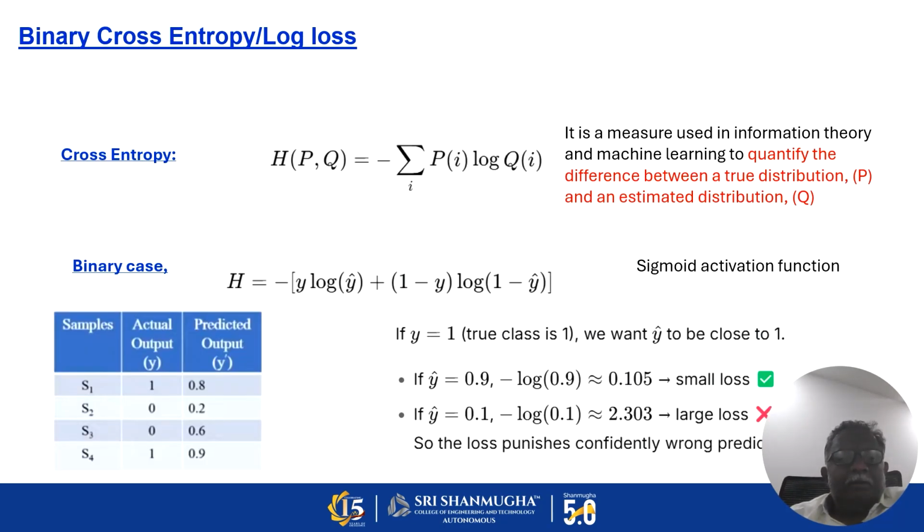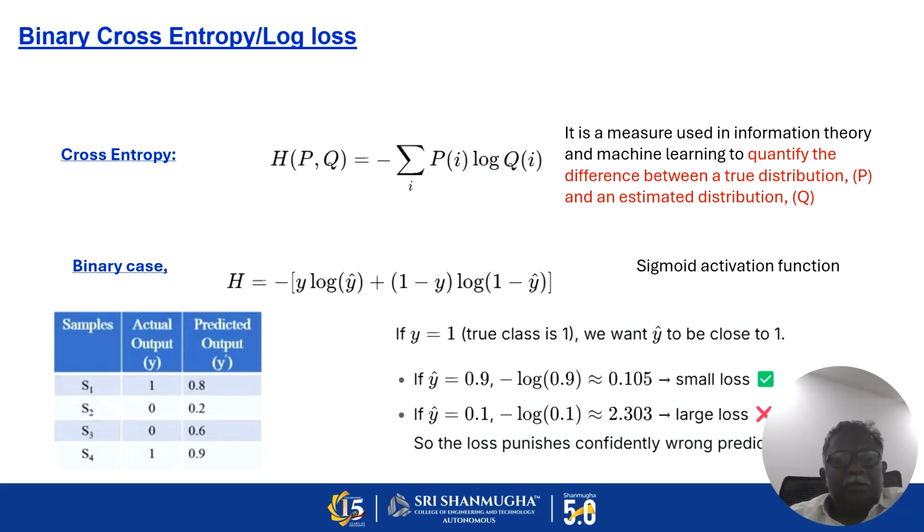For binary cross entropy, or log loss, the cross entropy formula is derived from information theory. What it does is try to find the difference between the true distribution and the estimated distribution, P and Q. When we apply it to the binary case, with positive and negative categories and true and predicted values, we can use this formula. If we expand that formula, we have this one, and here we use the sigmoid activation function.